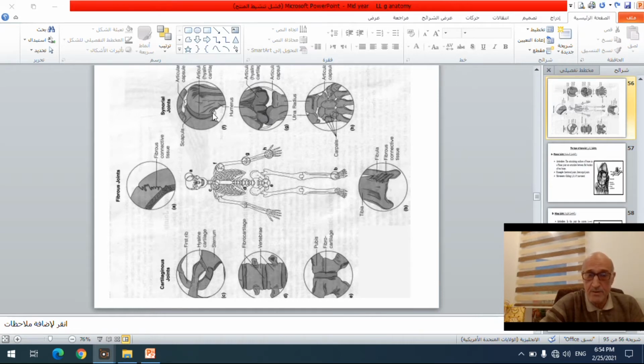Synovial, as we said, in theory, two bones, there is a joint capsule, there is cartilage inside it, there is synovial fluid, and there is a synovial membrane. Or the articulation by soft tissue, like that of the tibia and fibula.